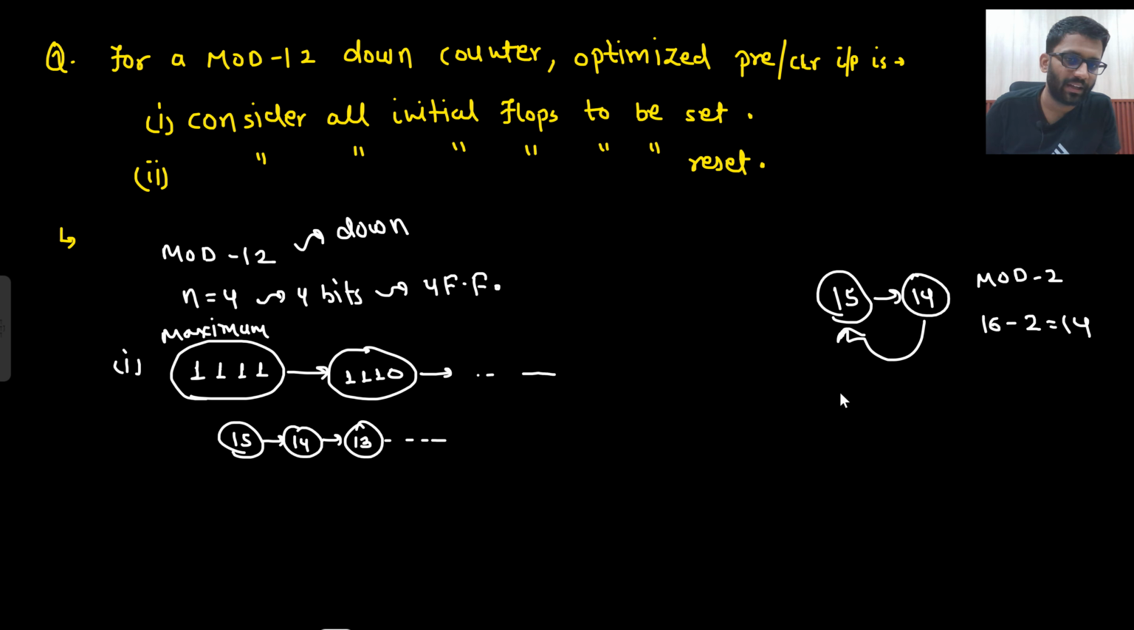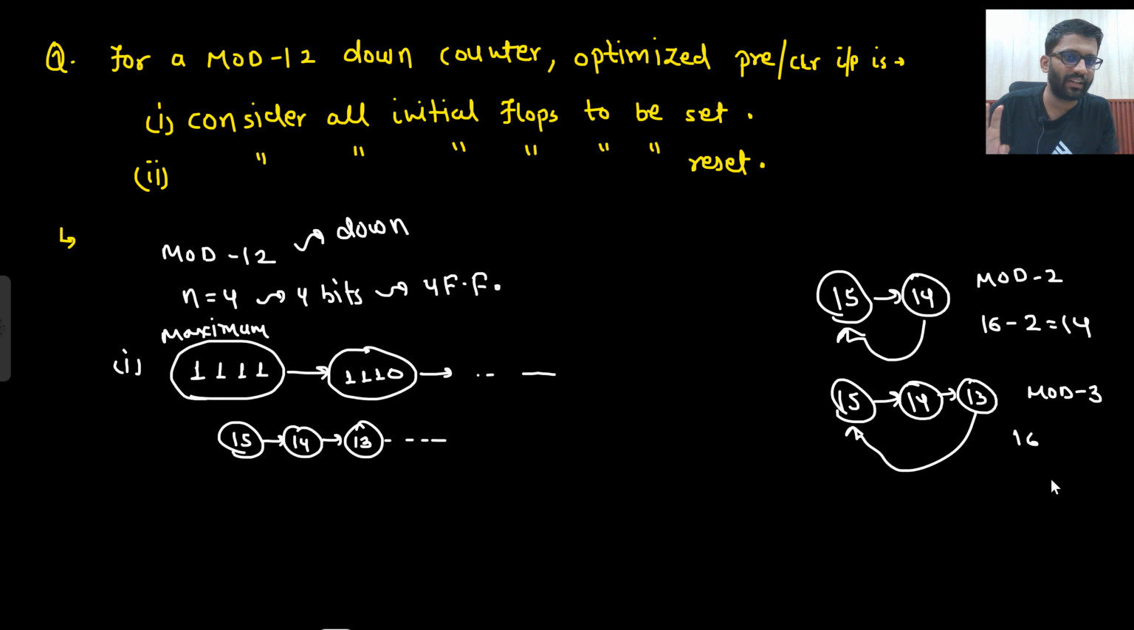If I was designing a mode 3 counter, then my final state would have been 13. So you don't need to mug this up. In the examination you can do this much analysis. If I am designing a mode 3 counter starting from 15, then my final state will be 13 only. So 16 minus 3, 13.